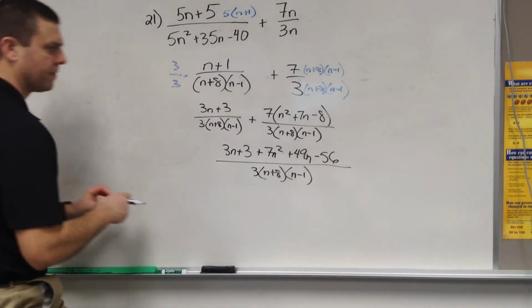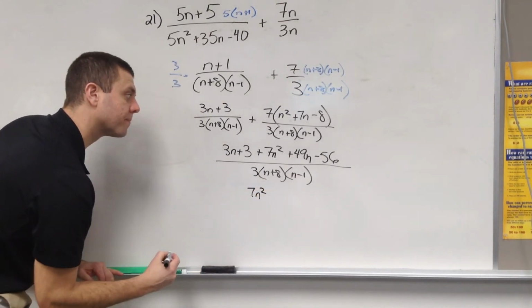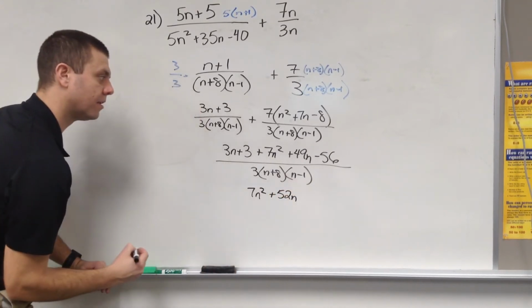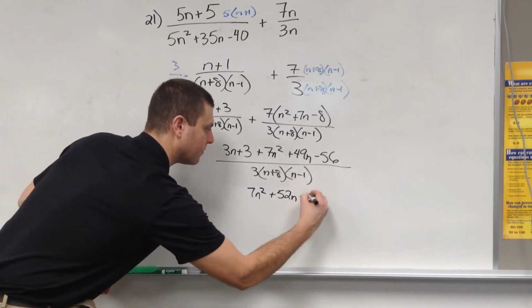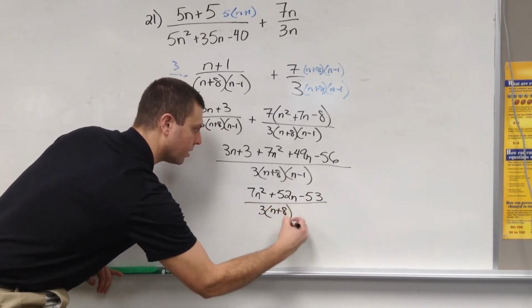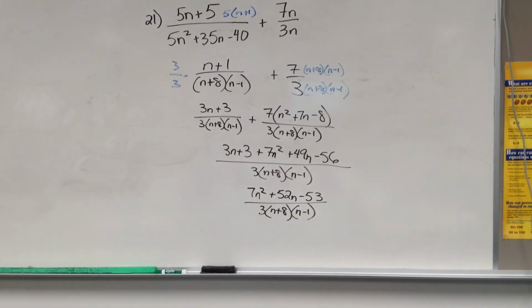Okay. I'll get 7n squared plus 52n minus 53, all over 3 times n plus 8 times n minus 1. I'm guessing that's not factorable. Does anybody have the answers pulled up? Is that the answer they have? Okay. So then you are done.